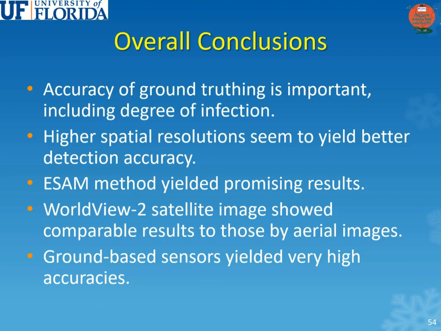Okay, so this is our conclusion. We found that the accuracy of ground truthing is really important, and we should also be able to classify the degree of infection of the trees. A higher spatial resolution also worked better, and the extended SAM method showed promising results. Also, WorldView-2 satellite images produced good results compared to aerial images, and ground-based sensors worked very well.